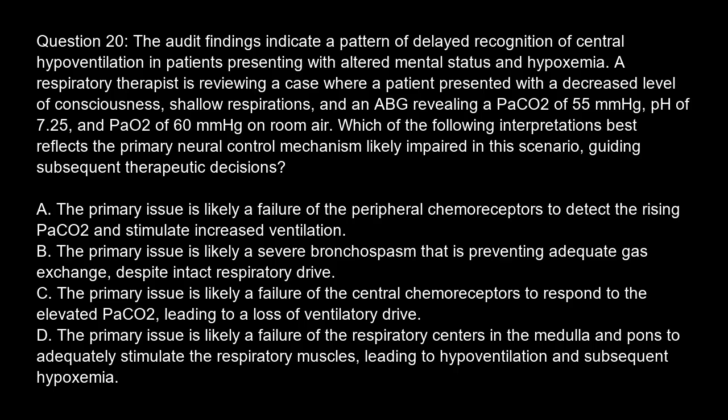Option A. The primary issue is likely a failure of the peripheral chemoreceptors to detect the rising PaCO2 and stimulate increased ventilation. Option B. The primary issue is likely a severe bronchospasm that is preventing adequate gas exchange, despite intact respiratory drive. Option C. The primary issue is likely a failure of the central chemoreceptors to respond to the elevated PaCO2, leading to a loss of ventilatory drive. Option D. The primary issue is likely a failure of the respiratory centers in the medulla and pons to adequately stimulate the respiratory muscles, leading to hypoventilation and subsequent hypoxemia.